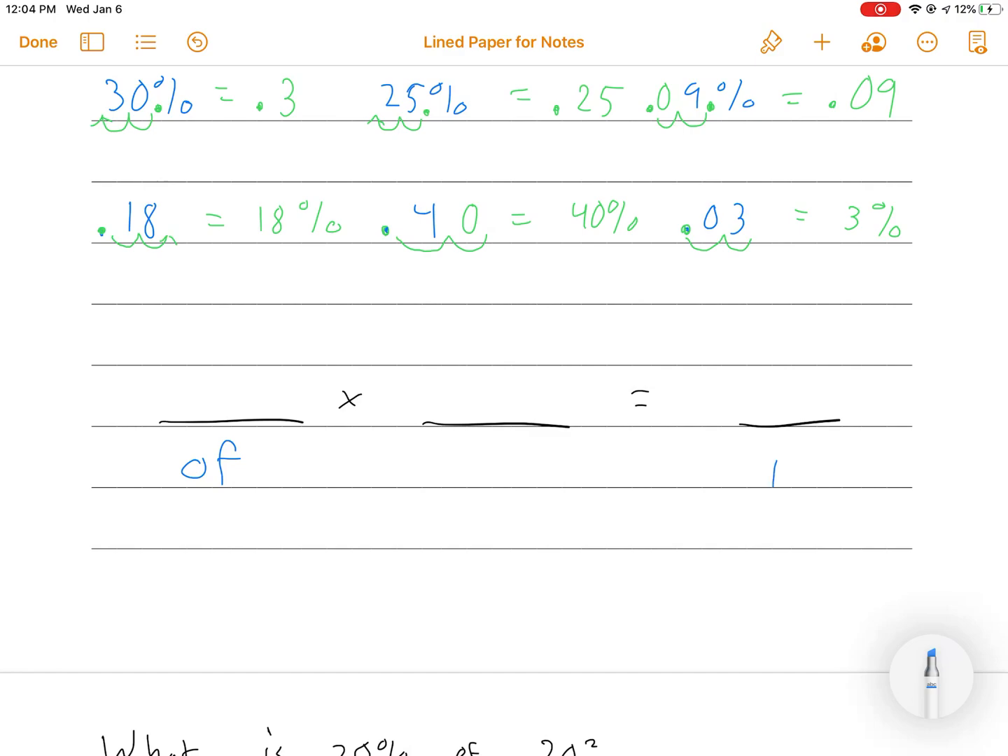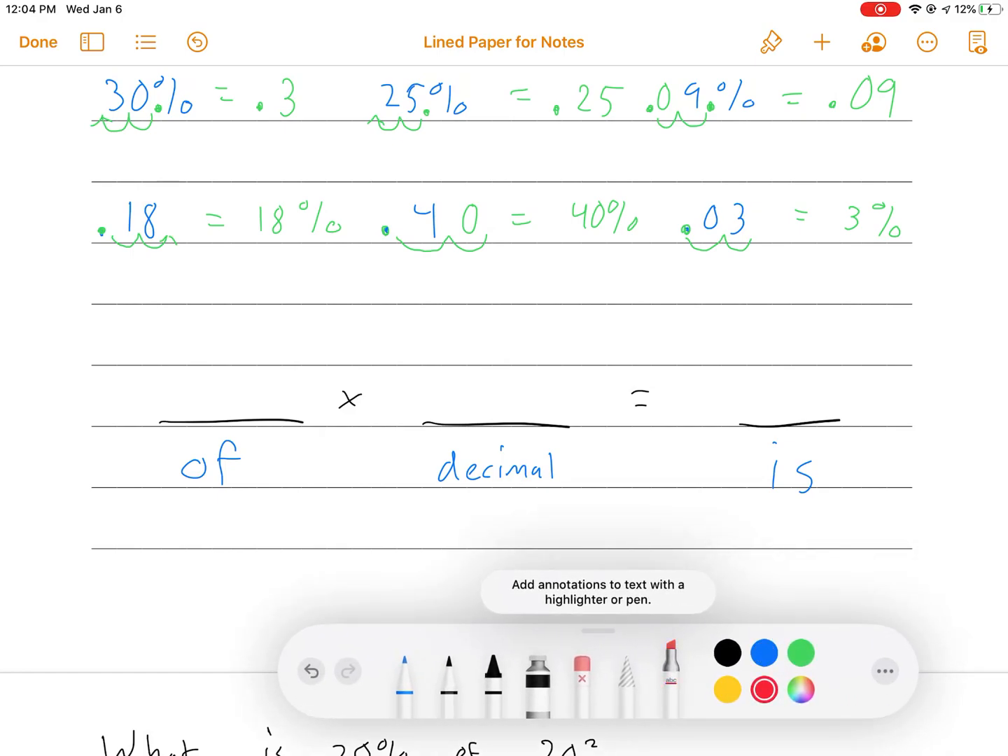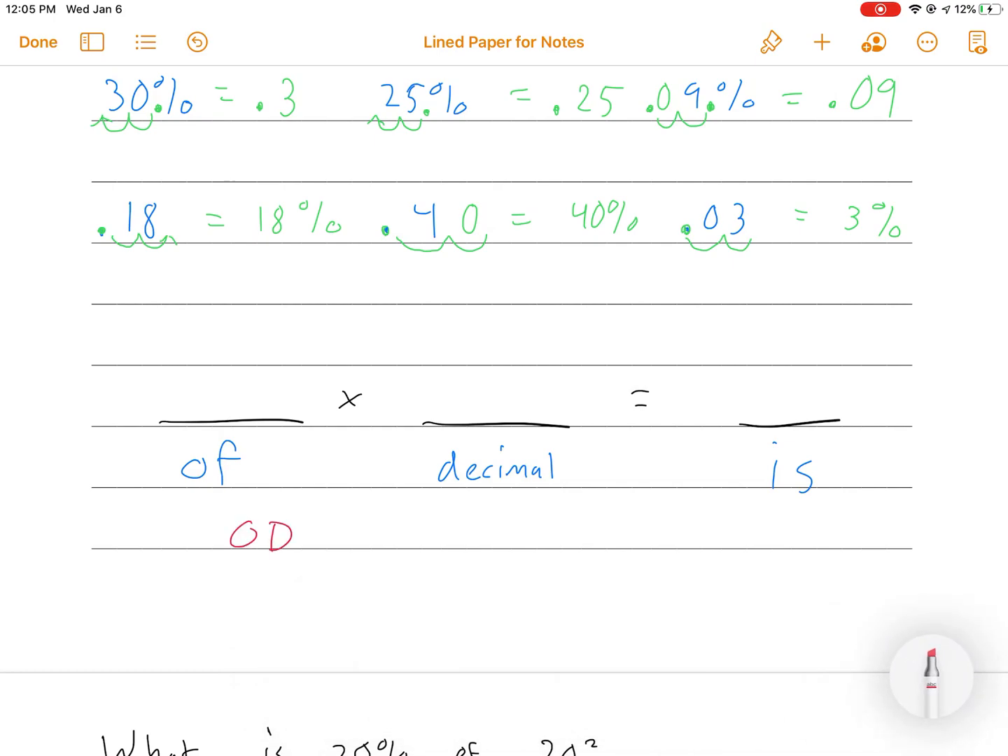Your of number comes first. Your is number is at the end. In the middle, you have to put the decimal form of whatever percent you're dealing with. This is where the back and forth comes from. If you're given a percent, you have to turn it to a decimal. If you're finding a percent, you have to get the decimal from the equation and then turn it back into a percent.